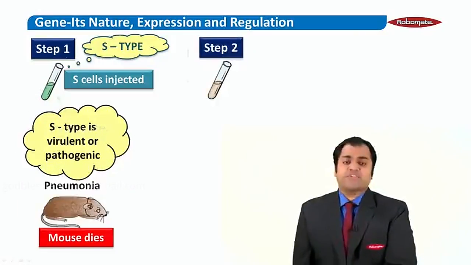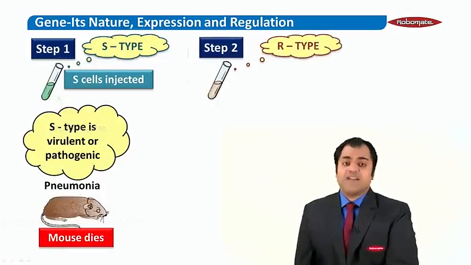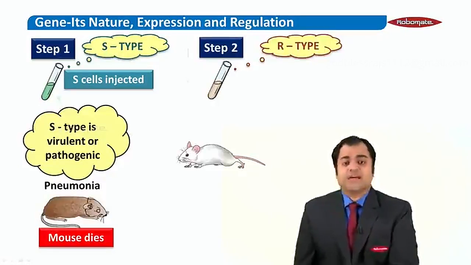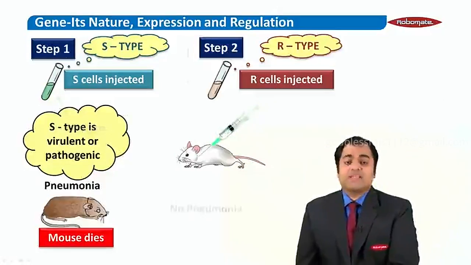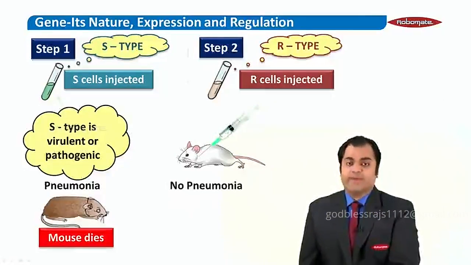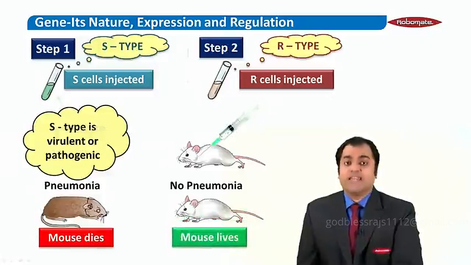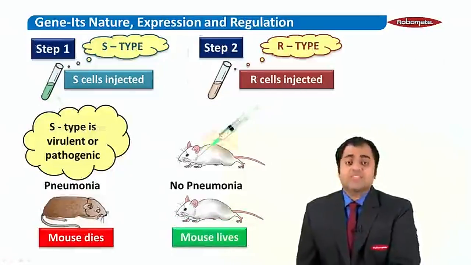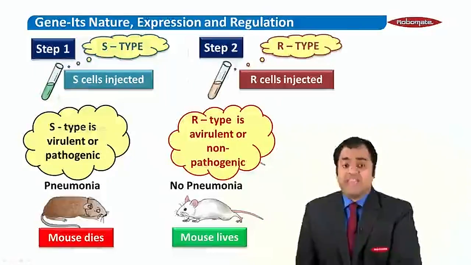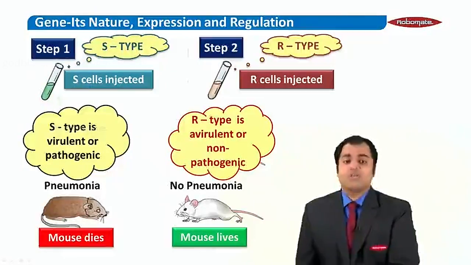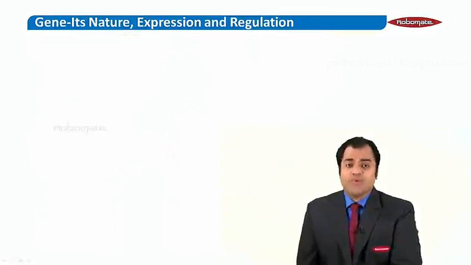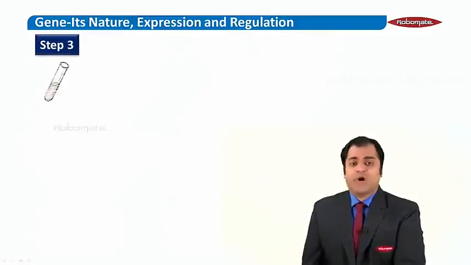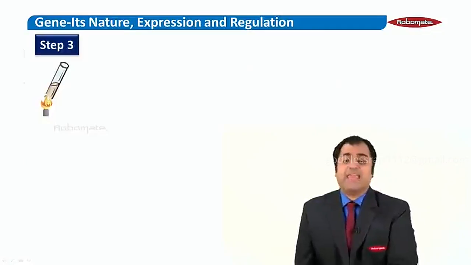Okay? In the next step, what did he do? Griffith took another inoculum which contains the R-type bacteria, which means the bacteria that forms rough colonies. He took another healthy mouse and injected the R cells into the mouse. Now, this mouse did not develop any pneumonia, and as a result the mouse lived or survived. So he concluded that the R-type is avirulent, which means does not kill, or non-pathogenic because it did not cause pneumonia. Correct?